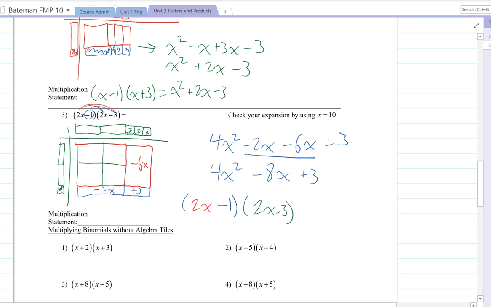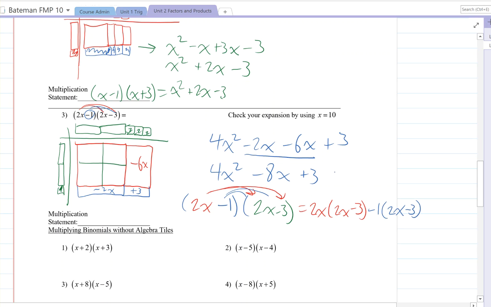So when we did the multiplication, we took the 2x and multiplied by both parts there. That's the distribution law. So we could write that as 2x times 2x minus 3. Technically, that's exactly what's happening. And the second part of the multiplication is the negative 1 times both parts, 2x minus 3.